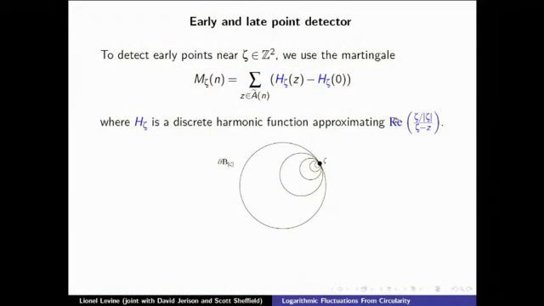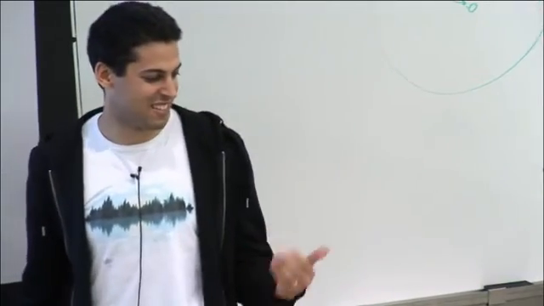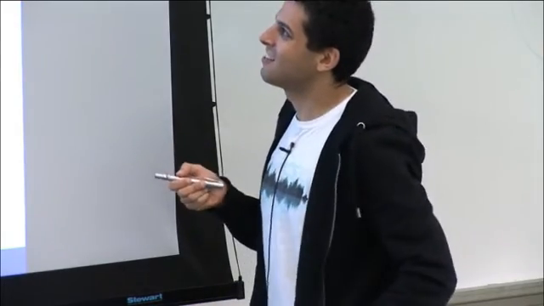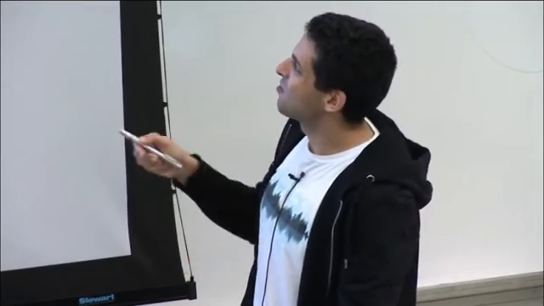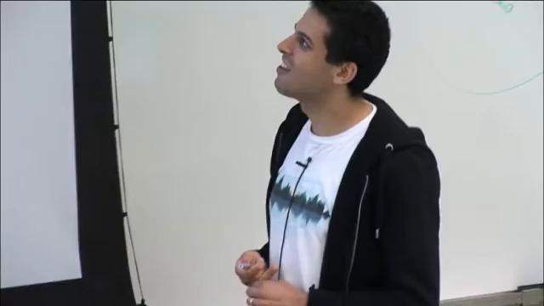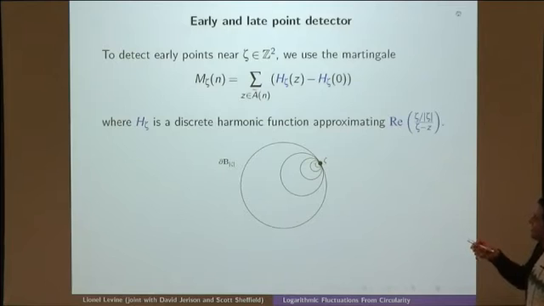Okay, so what goes into the proofs of these lemmas? The basic ingredient is a martingale which detects earliness and lateness in a particular direction. So fix a point zeta in Z^2, and then we're going to take a discrete harmonic function, which I'll define precisely on the next slide, but it approximates this continuous harmonic function, which is essentially just the real part of 1 over (zeta minus z). So this is a picture. It has a pole at zeta, and its level lines are circles.